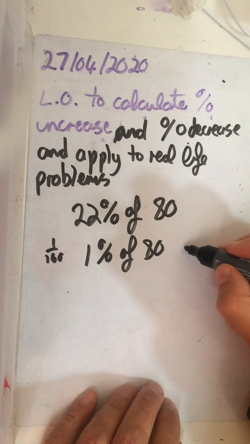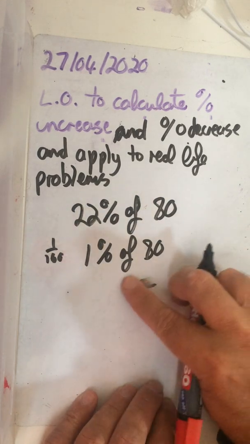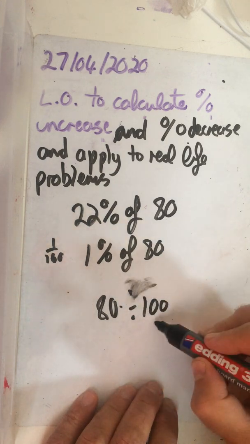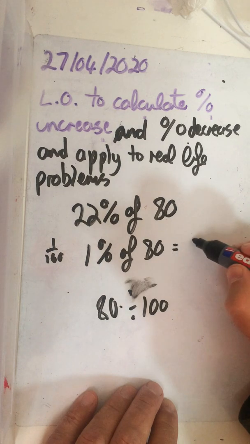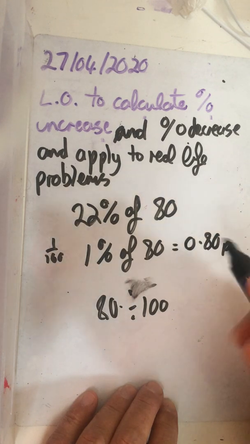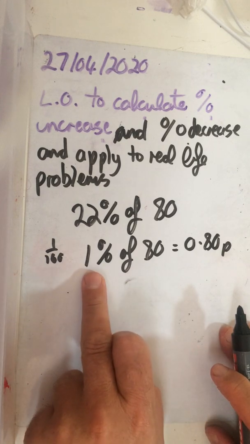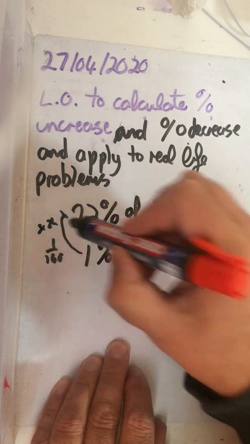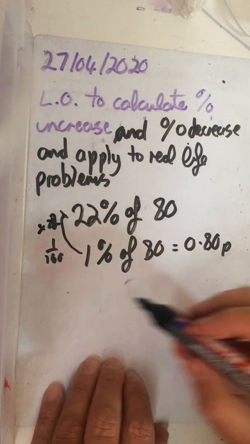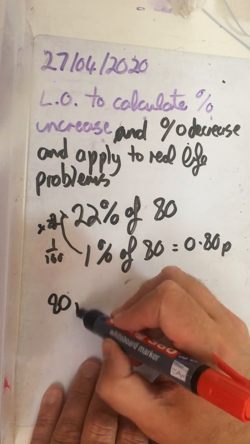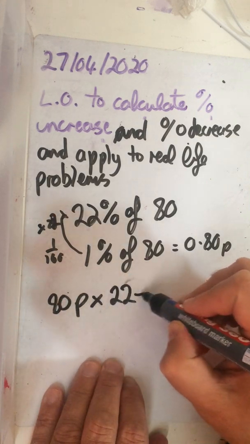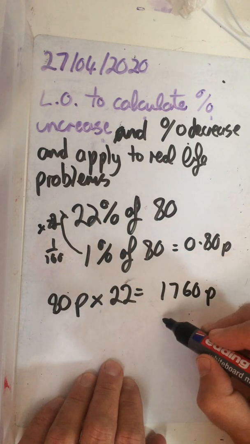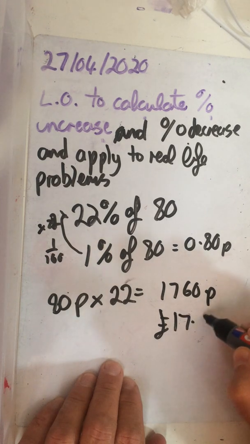Okay. So 80 divided by 100. Remember, we're moving the numbers 2 places to the right. So that would actually be 0.80. So that's 80 pence, isn't it? Now from there, because we know 1%, to get from 1% to 22%, you have to times by 22. So we do 80 pence times 22, and that will give us 1,760 pence, which we would convert into £17.60.